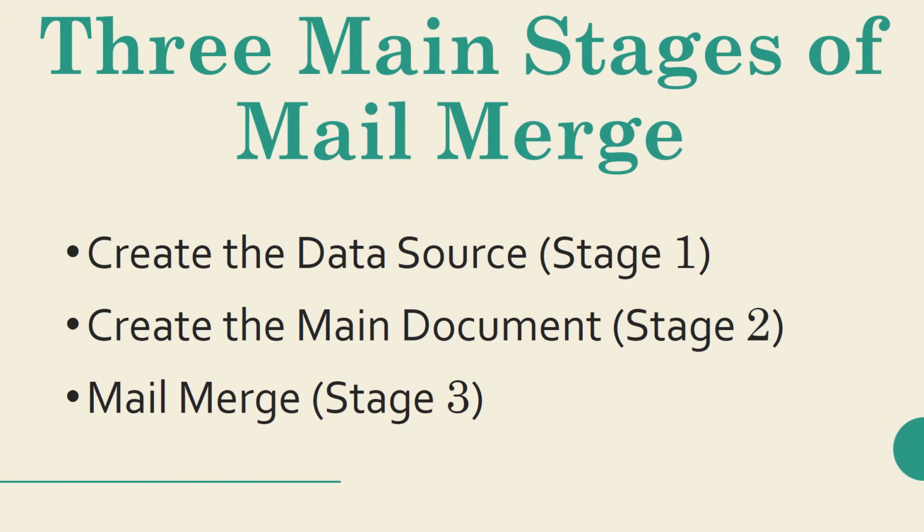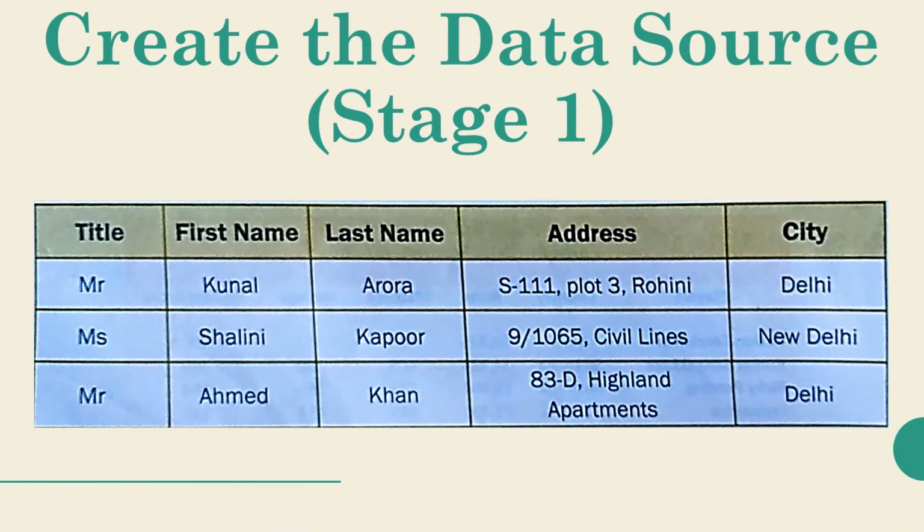The three main stages during the mail merge process are: create the data source, stage 1; create the main document, stage 2; and mail merge, stage 3. Let's see the first stage. Create the data source. Data source contains the information that will vary or differ. For example, invitation letters would contain recipients' information, names, addresses, and phone numbers as shown in the given table.